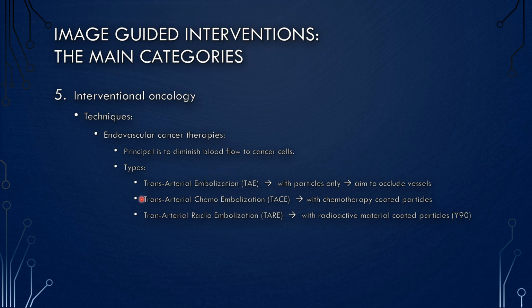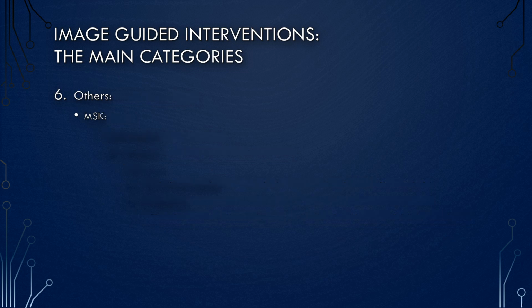Sometimes these small particles are very small stuff similar to sand particles, quite small, 300 to 1,000 micrometers. These can be sometimes coated with chemotherapy. So when they go into the capillaries and occlude the capillaries, chemotherapy gets released into the tumor cell. Sometimes these particles are coated with yttrium-90, which is a radioactive material. So the radioactivity can induce cell injury at the area of the tumor.